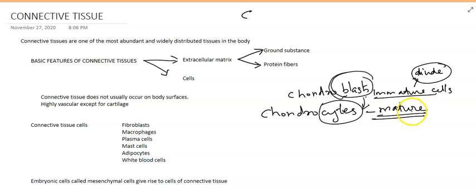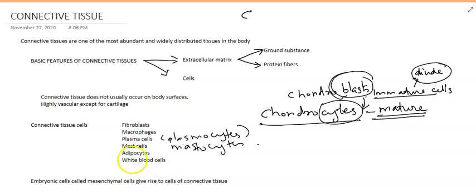After they mature, most of the cells lose their capacity to divide. Then they get established as that cell. So when you see the cartilage under the microscope, you are seeing chondrocytes. Plasma cells are otherwise called plasmocytes, that is mature plasma cells. Mastocytes are mature mast cells. Adipocytes are mature fat cells. So depending upon the tissue, the type of cells differ. These are the different types of connective tissue cells.